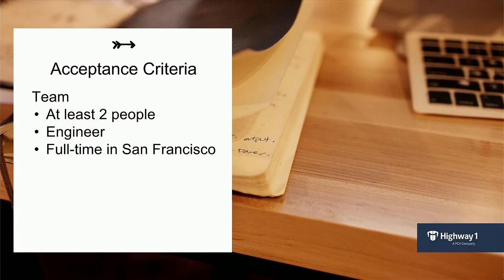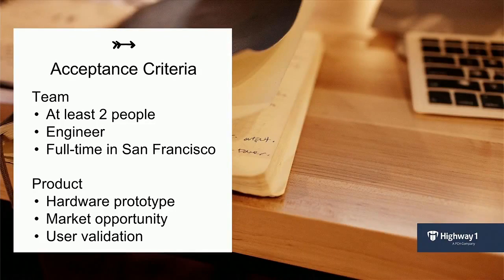I get asked this a lot. What are the acceptance criteria? Well, we look for a minimum of 2 people on the team. Ideally, one is very technical, preferably an engineer. It could be mechanical, electrical, or firmware. It really depends on what kind of product you're developing. And lastly, you must be willing to commit full-time in San Francisco during the duration of the program.